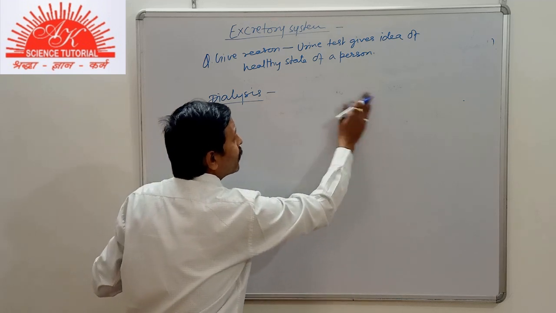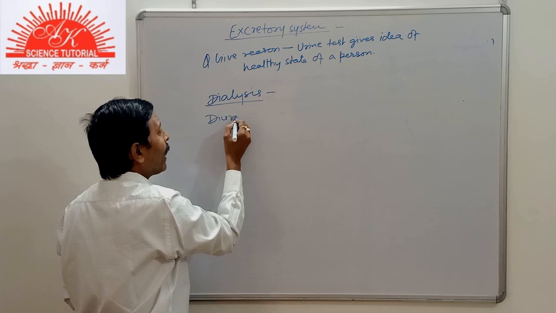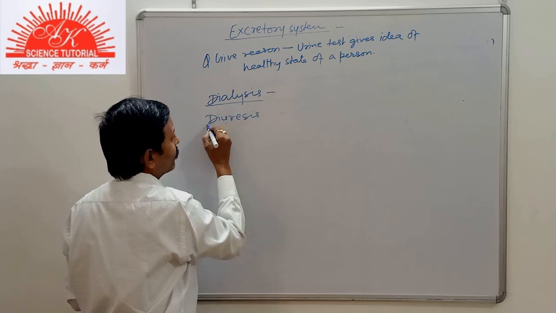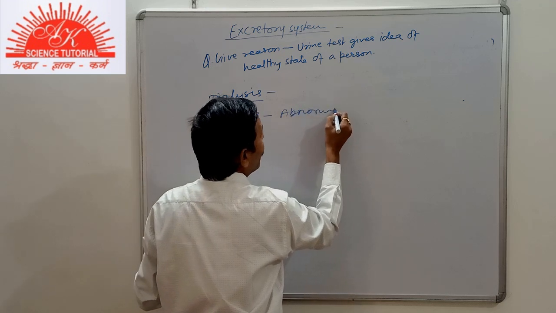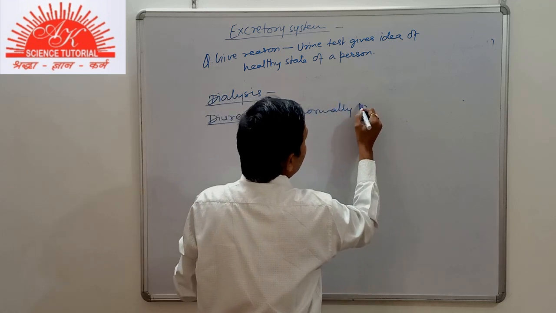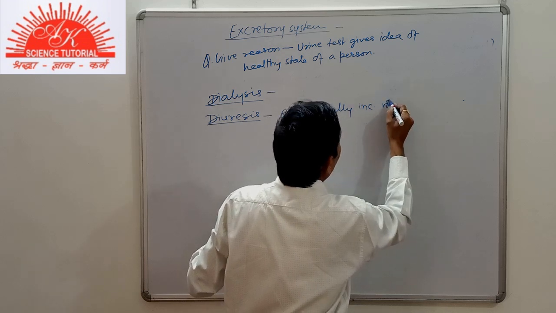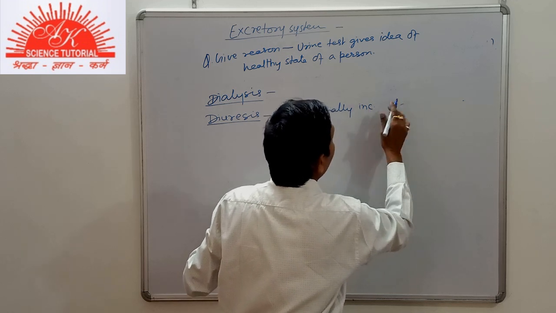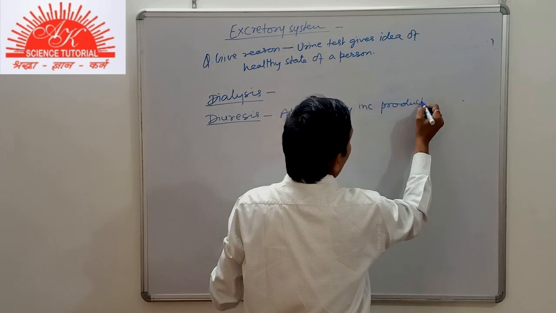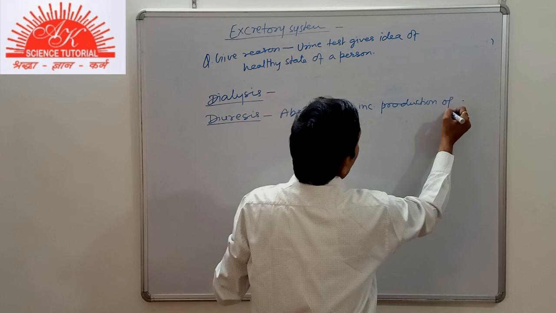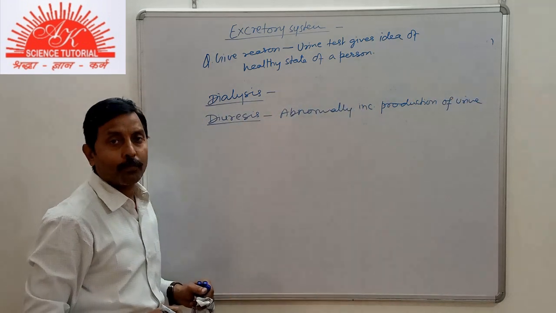Now, the next term further in this chapter is called diuresis. Abnormally increased volume of urine production. Abnormally increased production of urine is termed as diuresis.